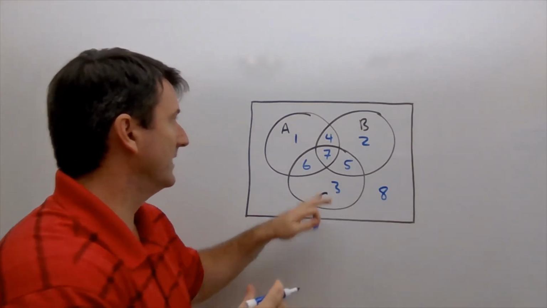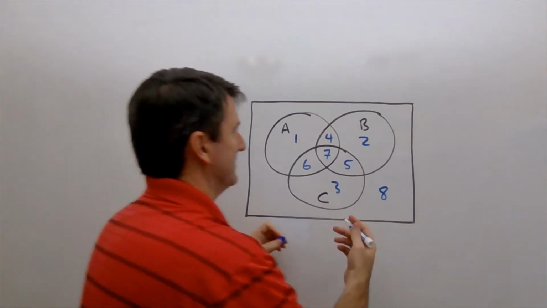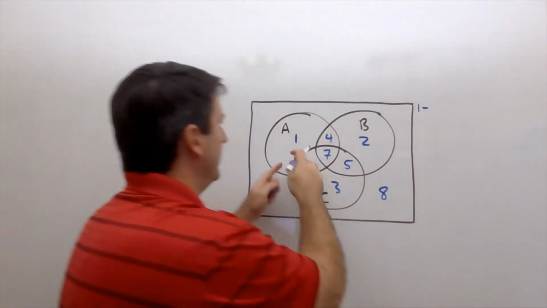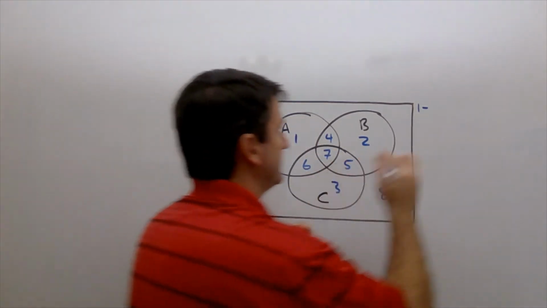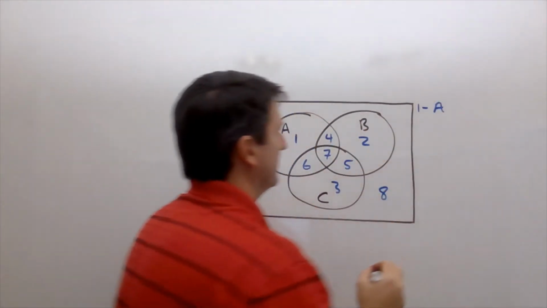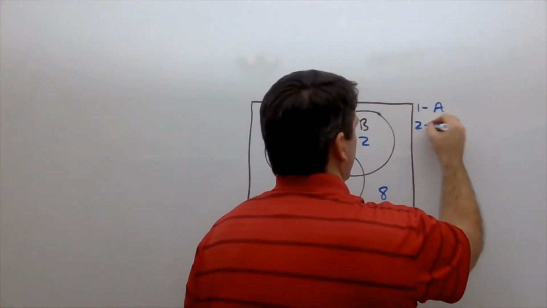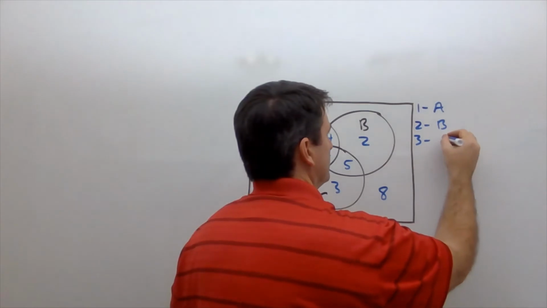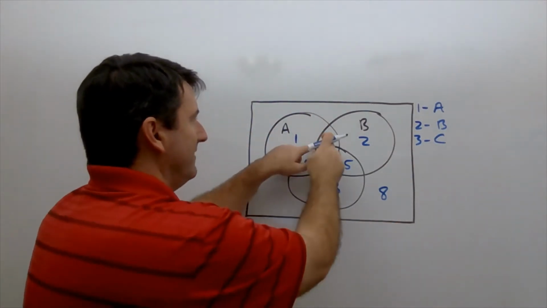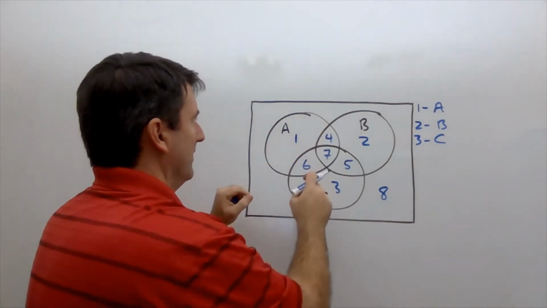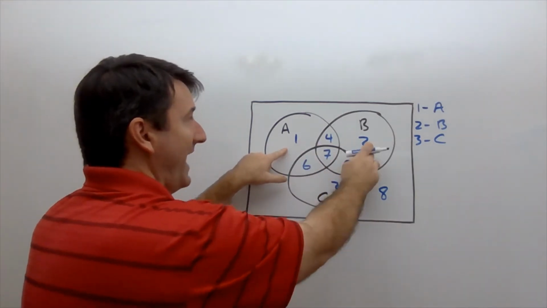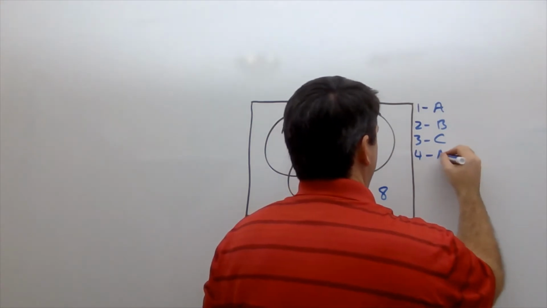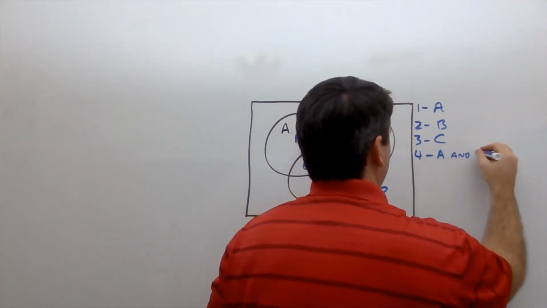All right, so let's label what's in each of these regions. In region 1, we have just set A, not B and C. In region 2, we're going to have just B. In region 3, we'll have just C. And then in region 4, we have both A and B, but not C. So 4 is A and B.